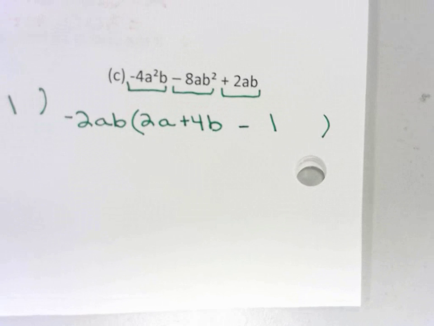So that when I distribute, you can always check this by distributing it. Negative 2ab times 2a, negative 4a squared b. Negative 2ab times positive 4b, negative 8ab squared. Negative 2ab times a negative 1 is a positive 2ab. Yes? Are they all going to have a negative 1 in there? Not necessarily. They only have a negative 1 because this was the same as what I took out. That makes sense? Not always necessarily.